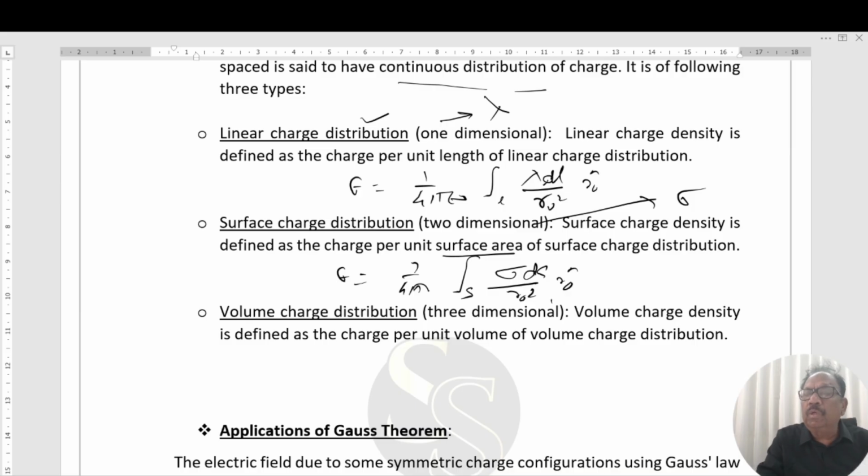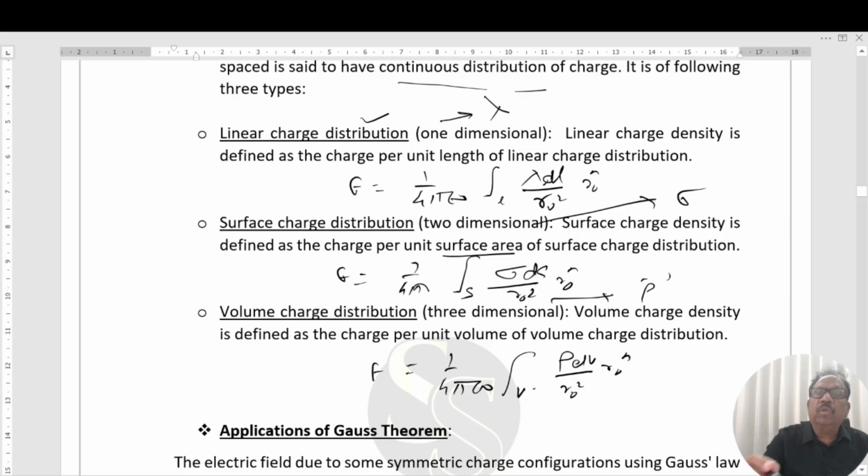Volume charge distribution is denoted by rho. Volume charge density is defined as the charge per unit volume of the charge distribution. In this case, force is given by 1 over 4 pi epsilon naught, integral over volume of rho dV upon R naught square, R naught cap. This is all about continuous distribution of charge: linear, lambda; surface, sigma; volume, rho.